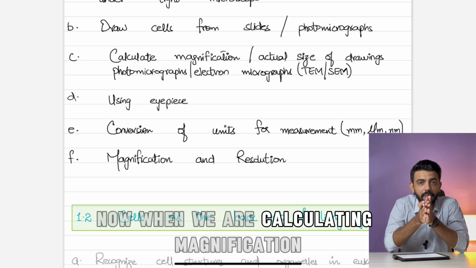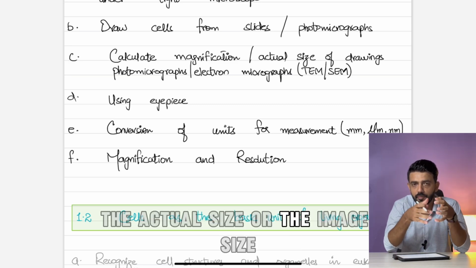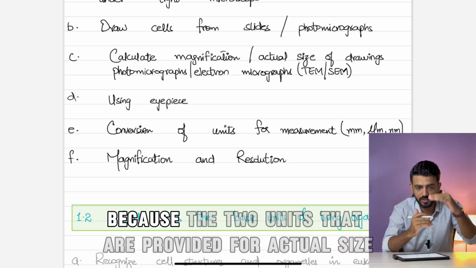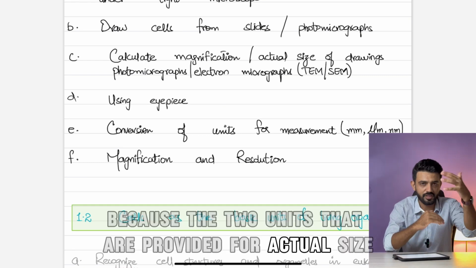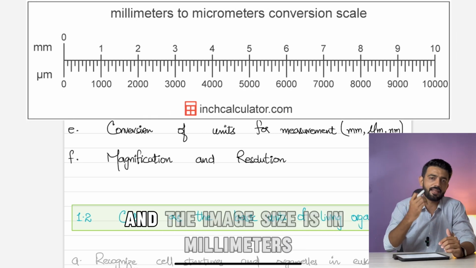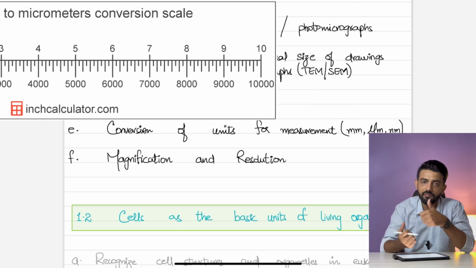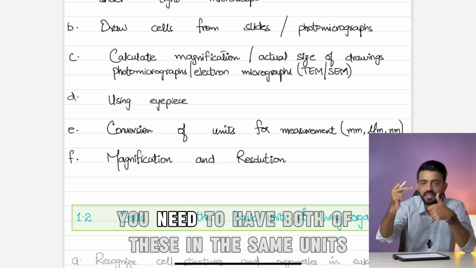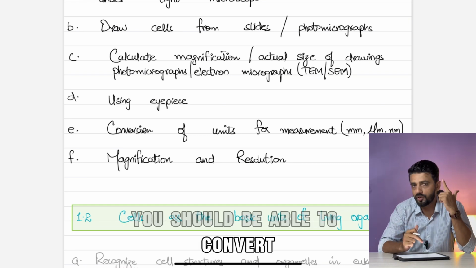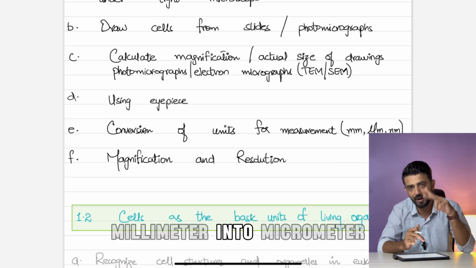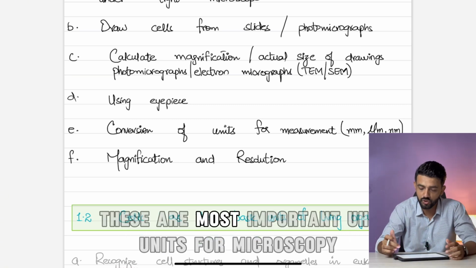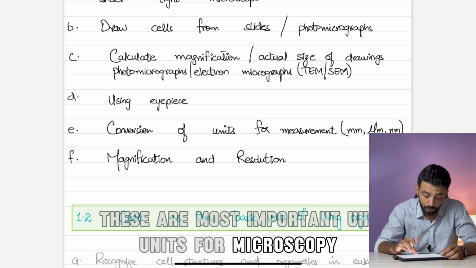Now when we are calculating magnification, the actual size or the image size, it is really important that we are able to convert the units, because of the two units that are provided for actual size and image size, let's say, if the actual size is provided in micrometer and the image size is in millimeters, when you're calculating the magnification, you need to have both of these in the same units. So you will be converting units. You should be able to convert centimeter into millimeter, millimeter into micrometer, micrometer into nanometer. So centimeter till nanometer, these are the most important units for microscopy.